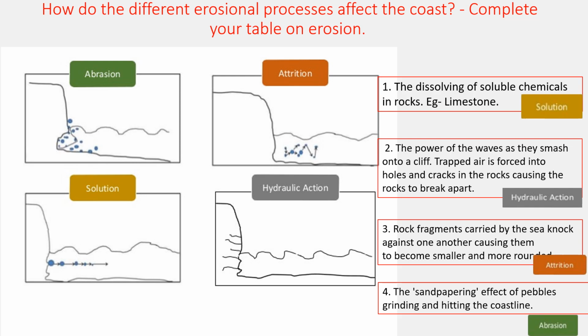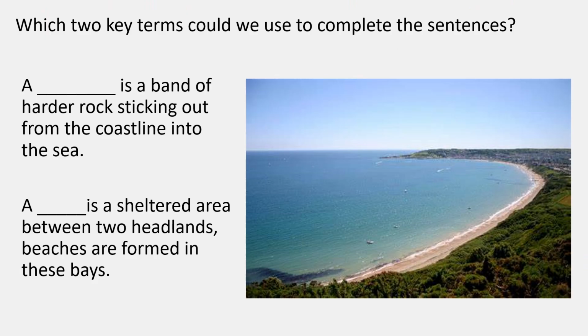So, headlands and bays. We're back to our picture we saw at the start. Just think, what 2 key terms could we use to complete these sentences? The first sentence would be a headland is a band of hard rock sticking out from the coastline to the sea. And the second one would be a bay is a sheltered area formed between 2 headlands and beaches.